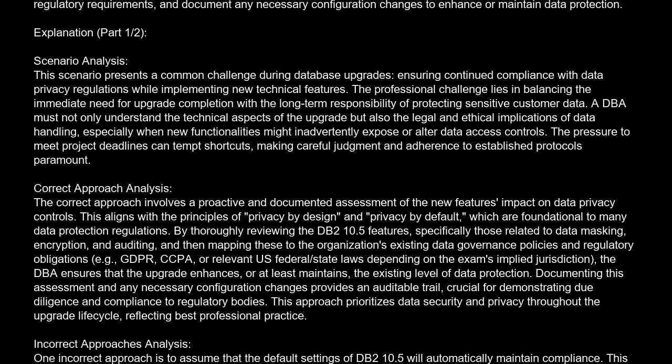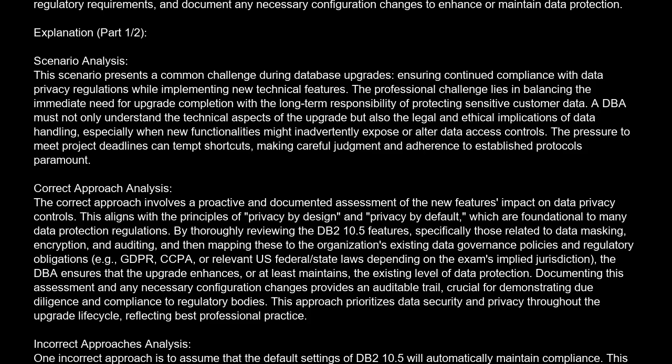the DBA ensures that the upgrade enhances, or at least maintains, the existing level of data protection. Documenting this assessment and any necessary configuration changes provides an auditable trail, crucial for demonstrating due diligence and compliance to regulatory bodies. This approach prioritizes data security and privacy throughout the upgrade lifecycle, reflecting best professional practice.